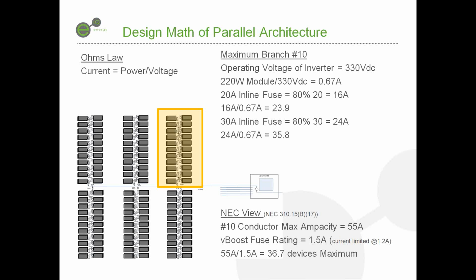So if I look at that and I say, okay, if I have 55 amps maximum, and I have 1.5 amps that the maximum current each one of my vBoosts can produce, if I divide 55 by 1.5, I come out with 36.7. So as long as I'm under 36 devices, I'm never going to produce more current than that conductor is capable of handling. And once again, this calculation is far from any type of reality that we would ever see, because the maximum current that we just calculated that this module can produce is 0.67 amps. And once again, that's if it can produce 100% of its nameplate.